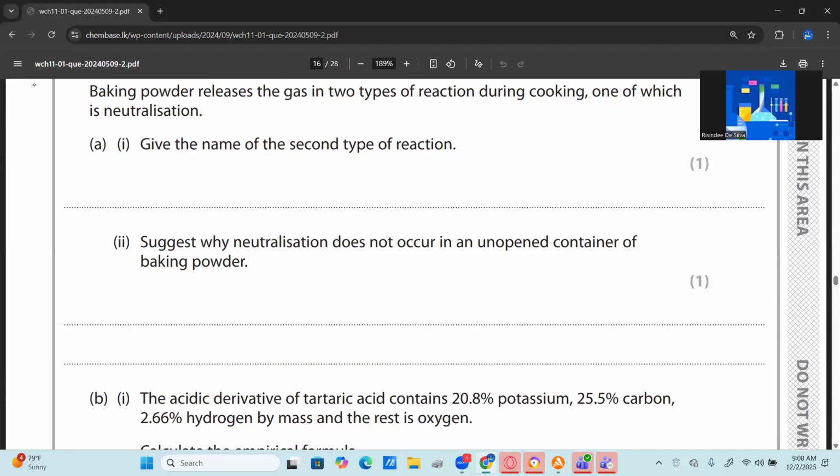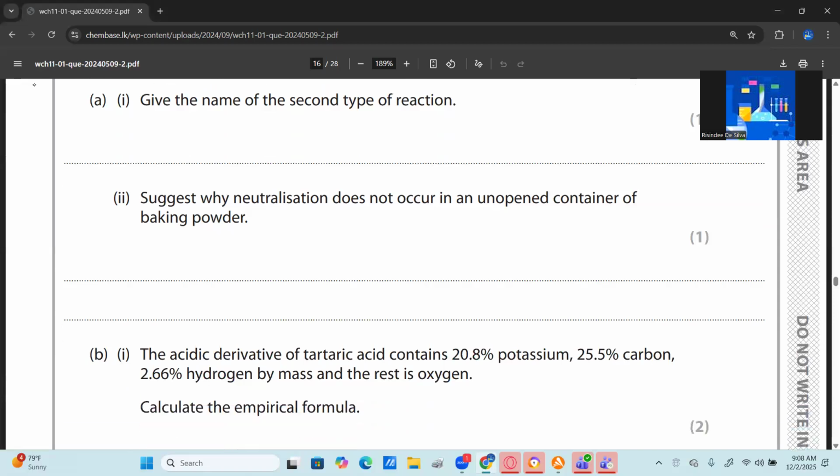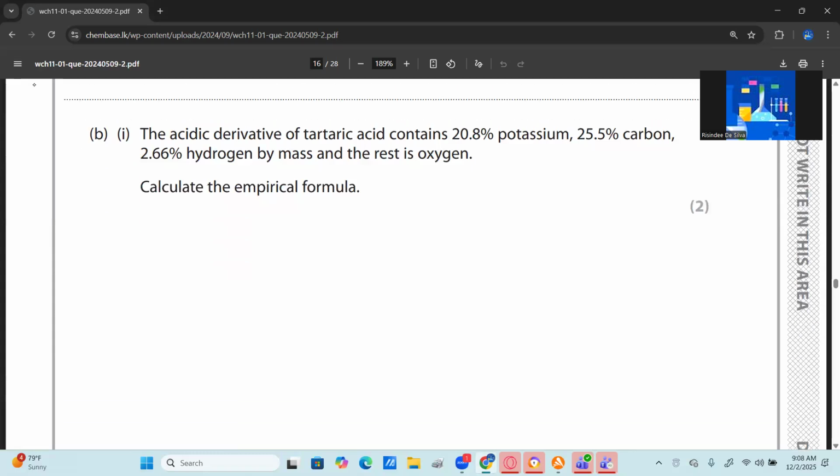Suggest why neutralization does not occur in an opened container of baking powder. So we know, children, for a reaction to take place, ions should combine with each other. But baking powder is a solid, therefore the ions cannot mix, and water should be there for the reaction to take place. So in the marking scheme, they have given that the reactants are dry, or you can mention what is needed for the reaction to take place.